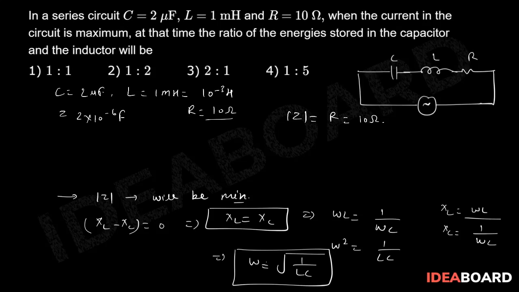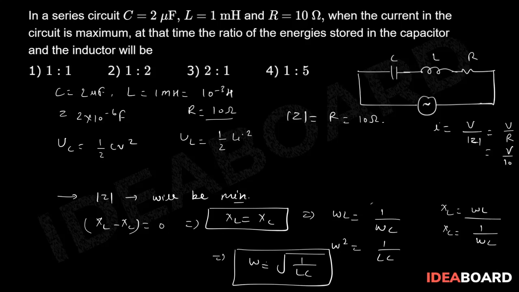So in that situation, energy stored in the capacitor will be equal to half CV square. And what is the value of V? Now energy stored in the inductor, let's say UL, is going to be half L I square. Now from there I can be written as V upon mod Z, which is going to be V upon R only, right? Or else V by 10.